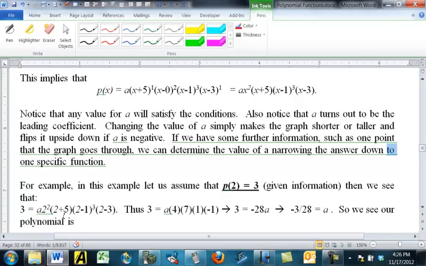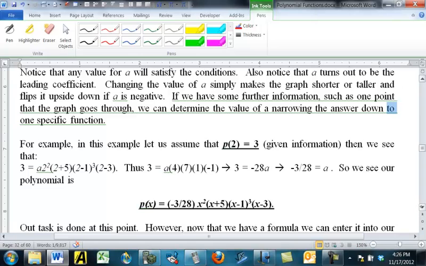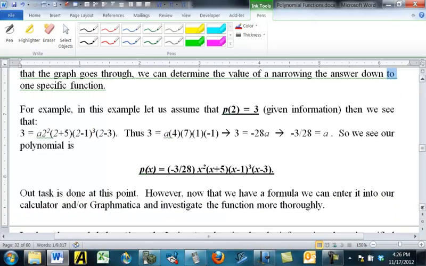2 squared is 4, 2 plus 5 is 7, 2 minus 1 is 1 to the third power is 1, 2 minus 3 is negative 1, 4 times 7 times 1 times negative 1 is negative 28. Divide both sides by negative 28, we get a is negative 3/28. So now we have our very specific polynomial narrowed down.